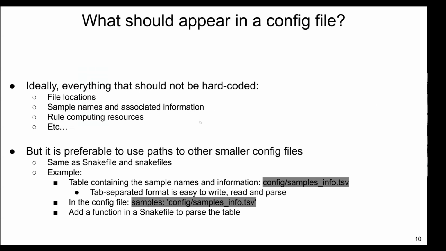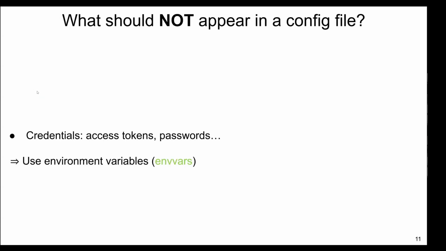So yeah, it's quite similar to Snakefiles. Having one big Snakefile is very hard to maintain. So it's easier to have smaller Snakefiles, each of them dedicated to one type of task, for example. What should not appear in a config file is, of course, everything that's related to credentials, access tokens, passwords, usernames, things like this. You can use some environment variables instead.